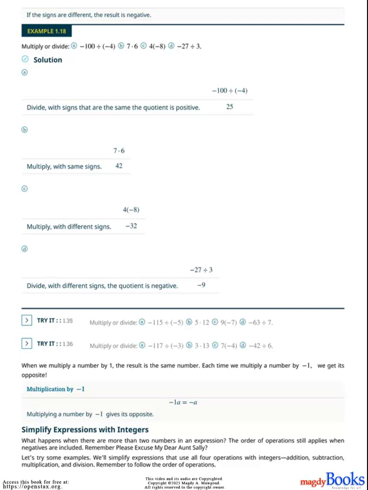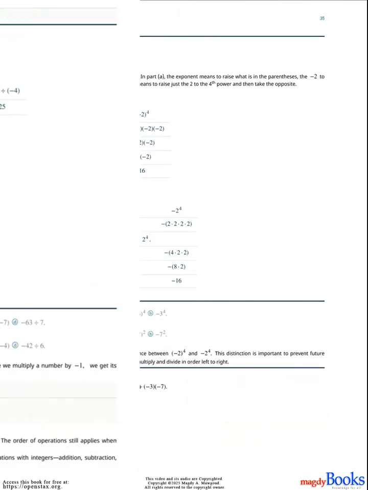1.2.4. Simplify expressions with integers. What happens when there are more than two numbers in an expression? The order of operations still applies when negatives are included. Remember, Please Excuse My Dear Aunt Sally? Let's try some examples. We'll simplify expressions that use all four operations with integers: addition, subtraction, multiplication, and division. Remember to follow the order of operations.